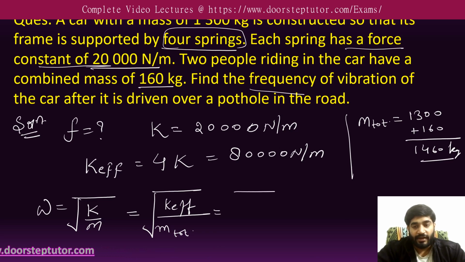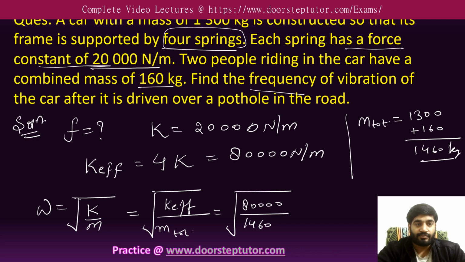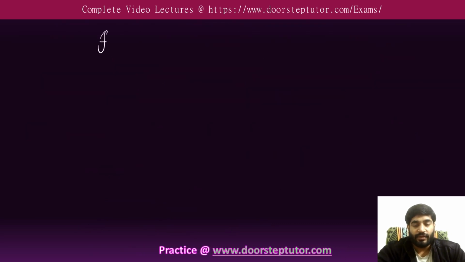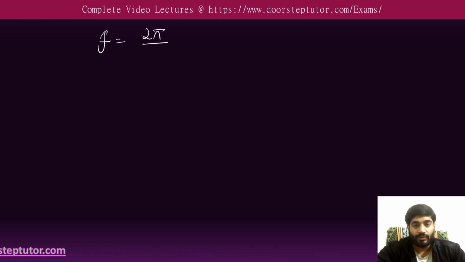So your K effective will be 80,000 over 1460. And when we solve this, we get the angular frequency, but we need to find the frequency only. So your frequency will be, not 2 pi upon omega, because you know omega equals 2 pi f, so it's omega over 2 pi.